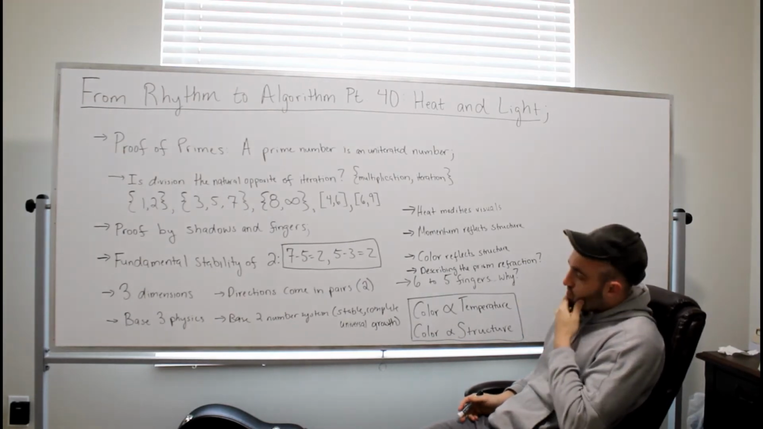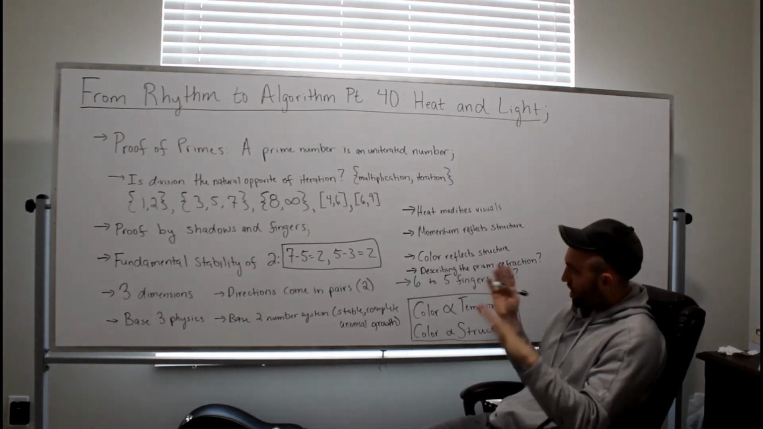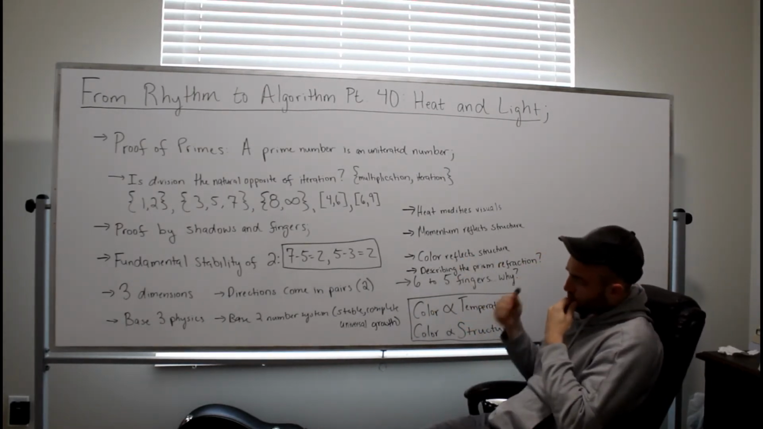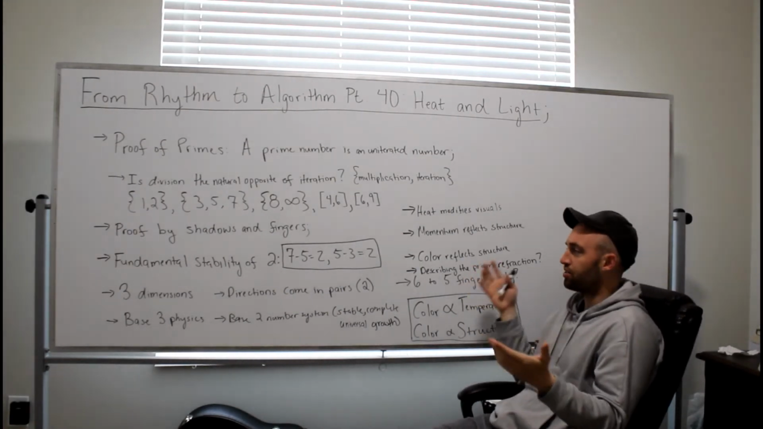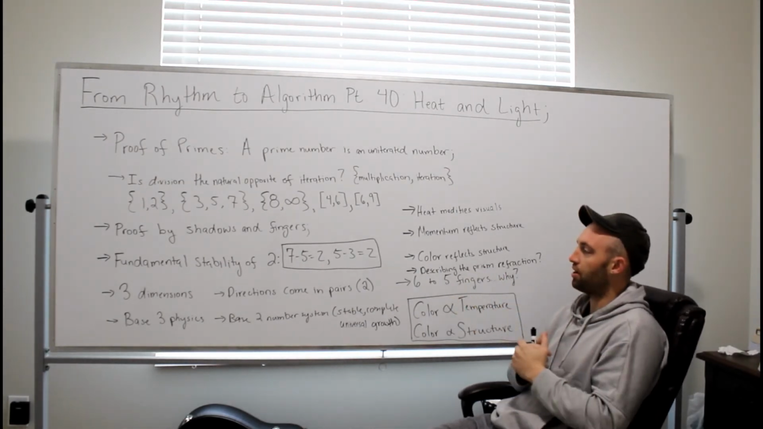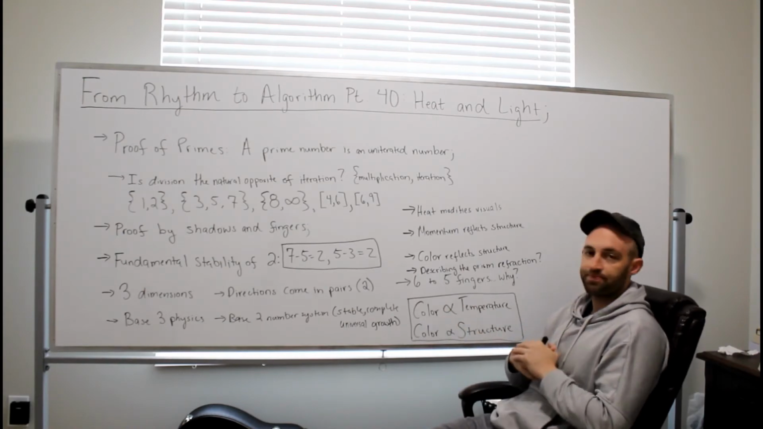So we've covered the fundamental stability of 2, the proof by shadows and fingers. And now, like I said, that's a proof, a direct argument. What does the shadows prove? Now I'm just going to respond to some of the other major themes, statements, or results I've talked about and try just to see what makes sense and what doesn't make sense.